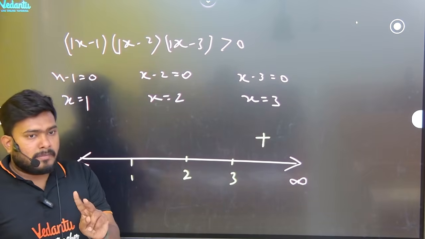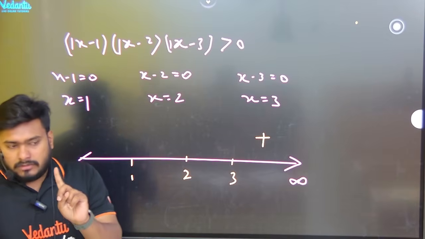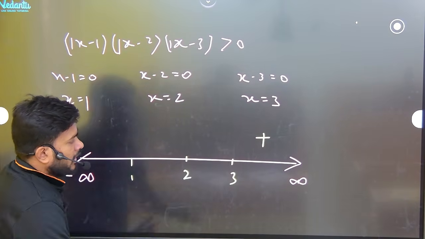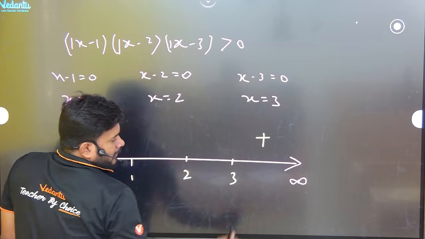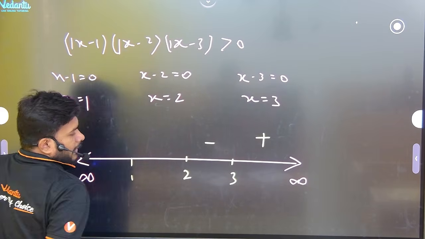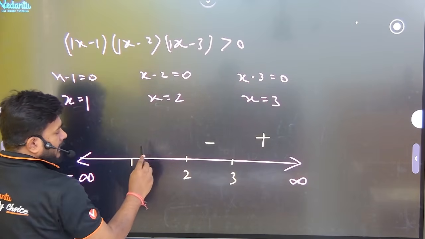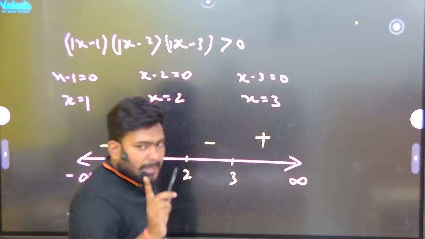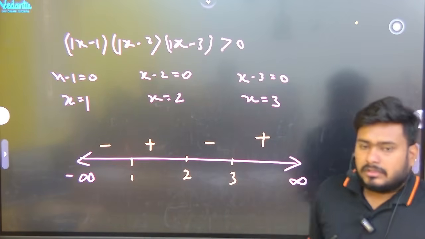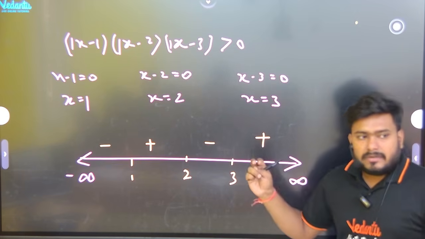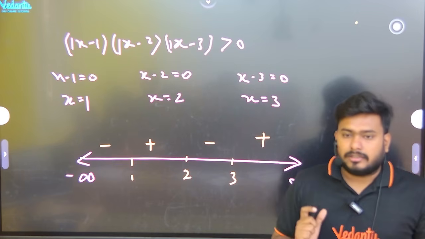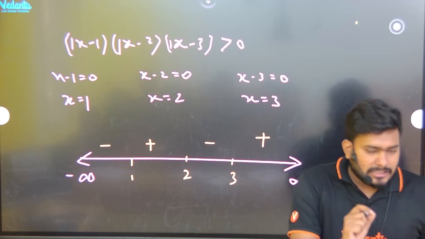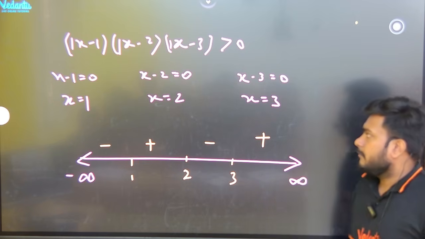Okay? Now, there will be two types of questions after this. First type of question, in which it will always follow this pattern. If one interval is plus, the other interval will be minus. If this is minus, then this will be plus. If this is plus, then this will be minus. This is one type of question. That means in every interval there will be a change of sign. When will that change of sign happen, and when will it not happen? Now listen to that part.